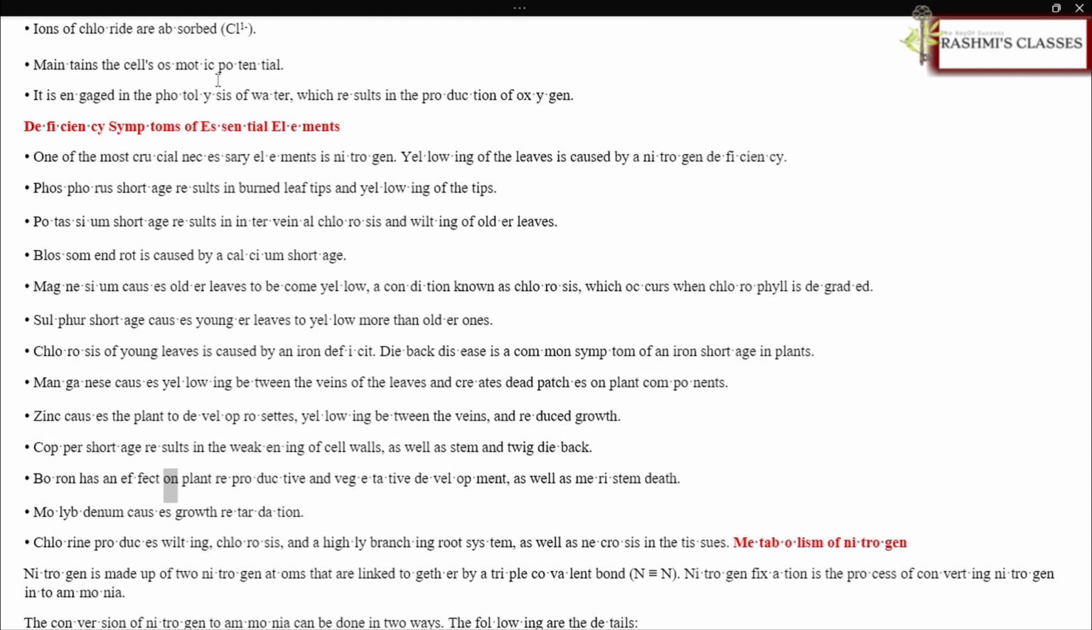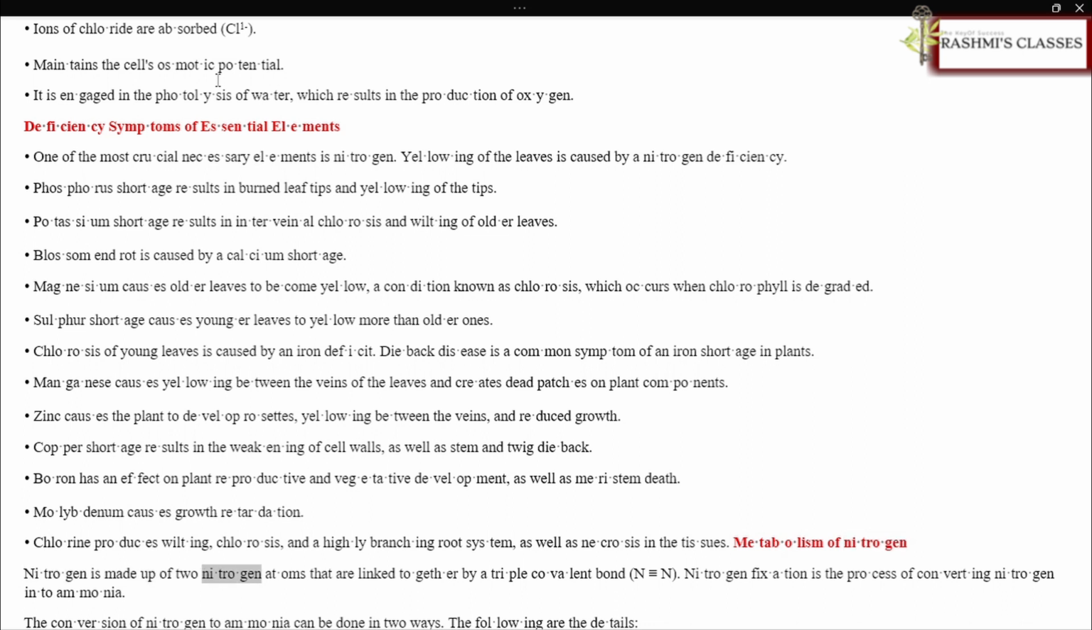Boron has an effect on plant reproductive and vegetative development, as well as meristem death. Molybdenum causes growth retardation. Chlorine produces wilting, chlorosis, and a highly branching root system, as well as necrosis in the tissues. Metabolism of nitrogen.